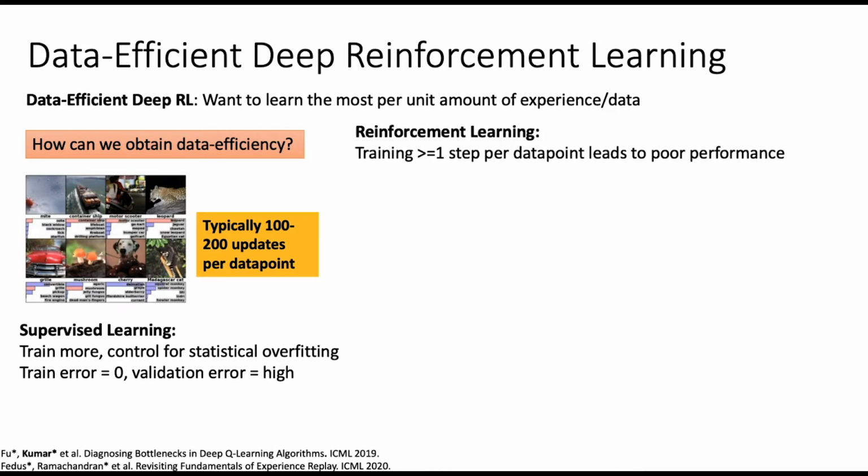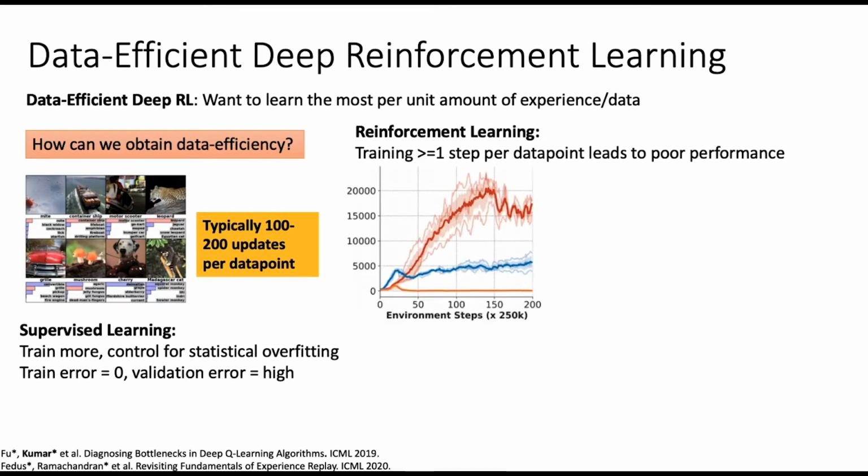But in the reinforcement learning setting, training even more than one step or one gradient update per data point can lead to poor performance. For example, this is a learning curve of the Seaquest domain, which is an Atari game. And here, the red curve corresponds to one update per data point. The blue curve corresponds to 4 updates per data point, and the orange curve corresponds to 8 updates per data point. And you clearly see that making more than one update is generally very bad, because here the performance is super low, and it's low by a factor of about 4 in certain cases.